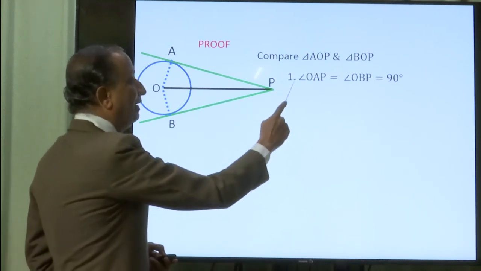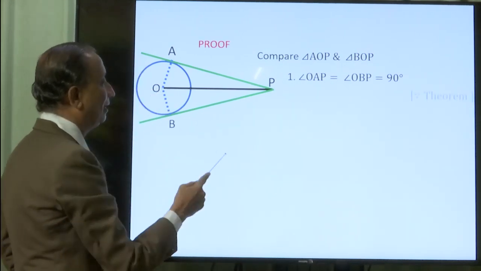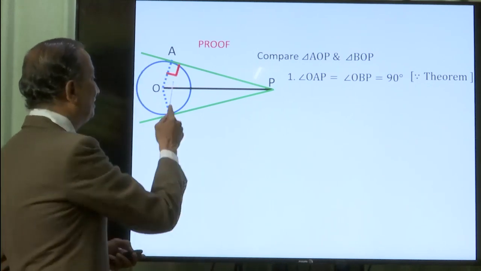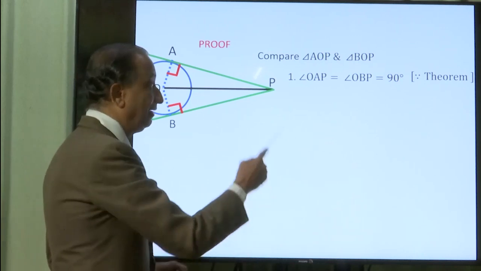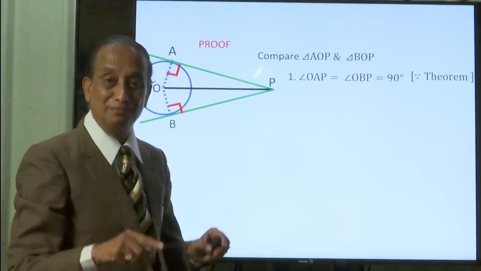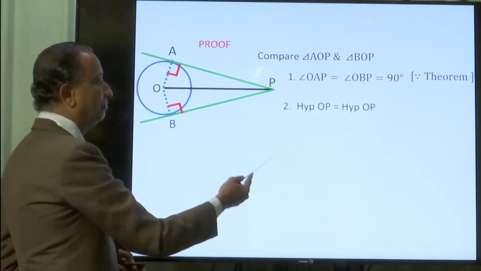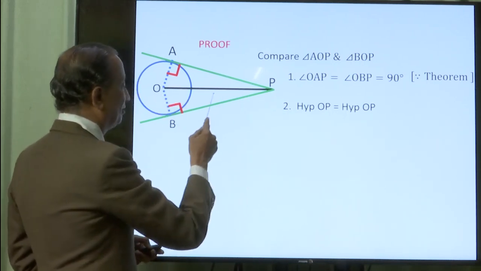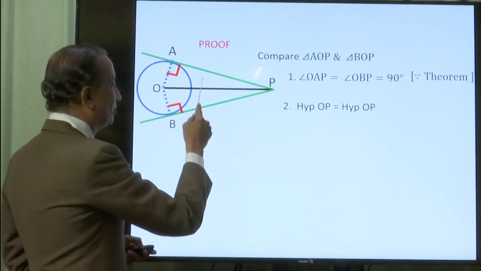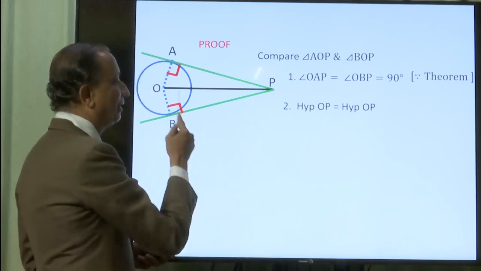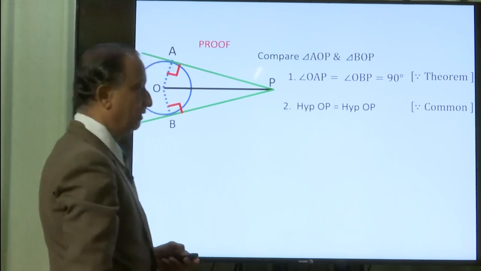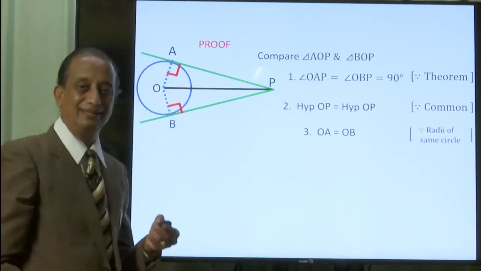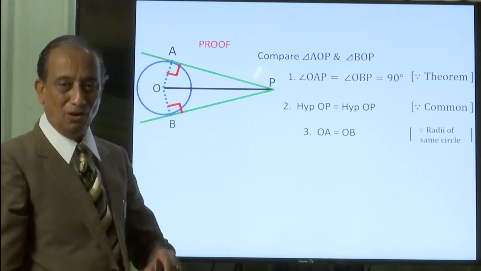Point number 1 is angle OAP. This angle is equal to angle OBP, because of 4.1: the radius and the tangent at the point of contact are perpendicular to each other. See, theorem number 2 we are able to prove with the help of theorem number 1, which we learned just now. Point number 2, once these become right angle triangles, with this angle 90 degrees, this is the hypotenuse. So hypotenuse OP is common to both the right angle triangles. And finally the last point, OA and OB are equal. They are the radii of the same circle and they will always be equal.